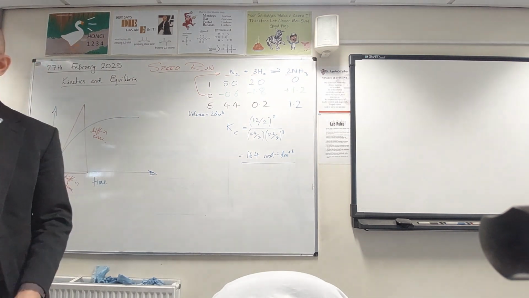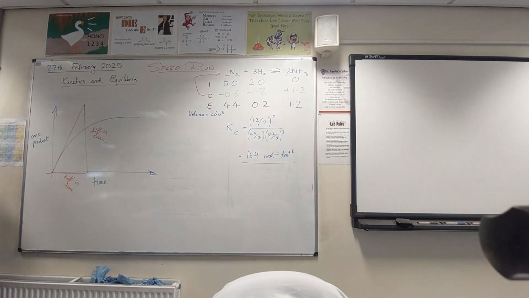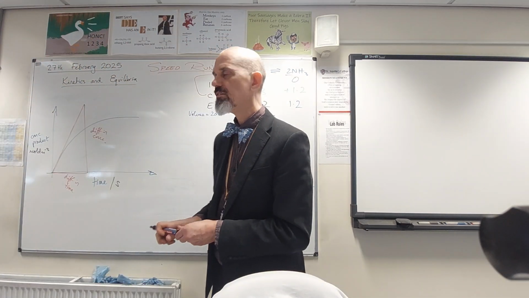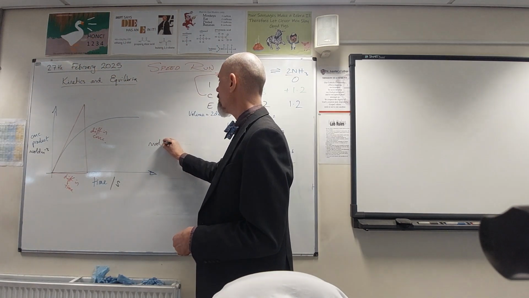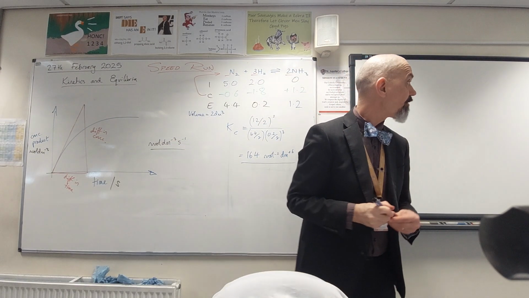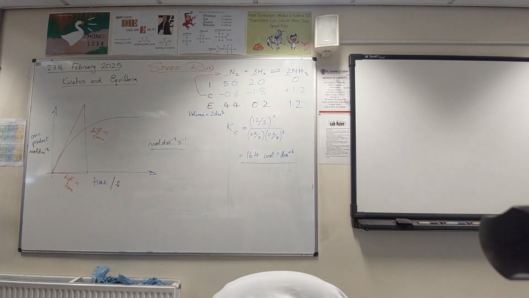Hang on, sit down. If time was in seconds and concentration was in mole per dm cubed, what are the units of rate? Mole per dm cubed per second. Grand, that's good. Well done, folks. I'll put that up on Satchel now.